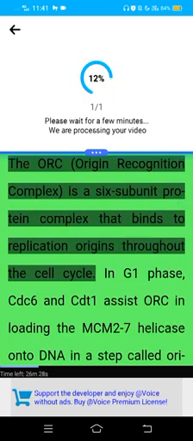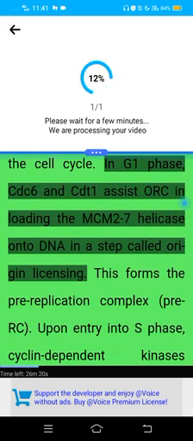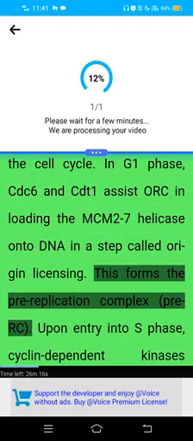The ORC, origin recognition complex, is a 6-subunit protein complex that binds to replication origins throughout the cell cycle. In G1 phase, Cdc6 and Cdt1 assist ORC in loading the MCM2-7 helicase onto DNA in a step called origin licensing. This forms the pre-replication complex, pre-RC.